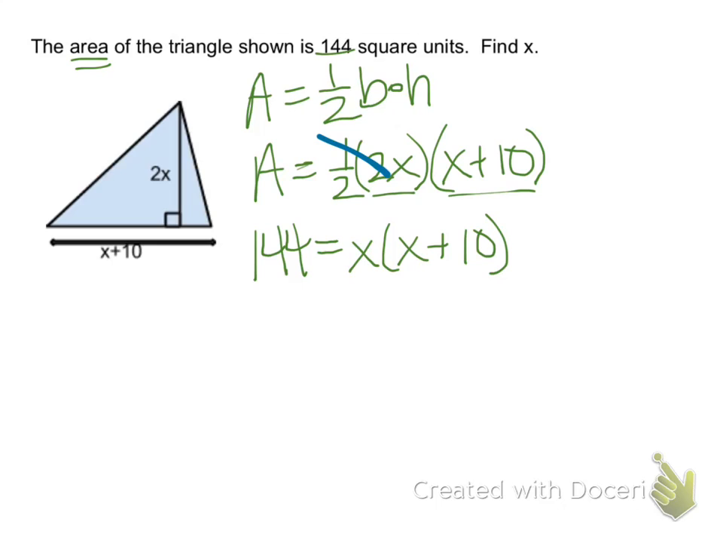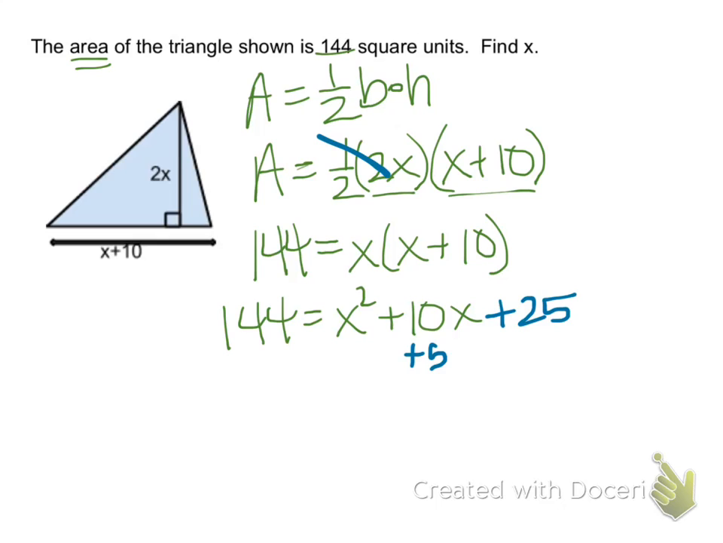So those cancel. I'm going to plug 144 in for my area, and so now I have 144 equals x times x plus 10. When I distribute the x, now if you bring that over, you may be able to factor it, but let's go ahead and complete the square. So half of 10 is 5, so I need to add 25. 5 squared is 25, but make sure we keep our equation balanced, so we're adding 25 to the other side.